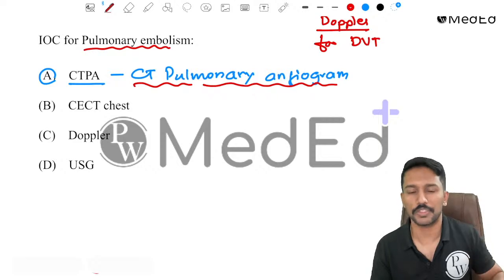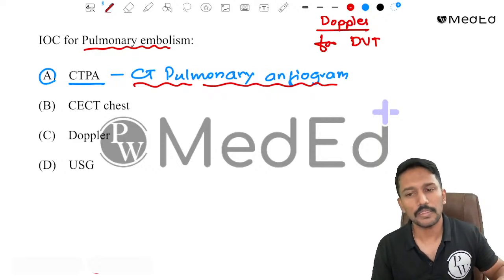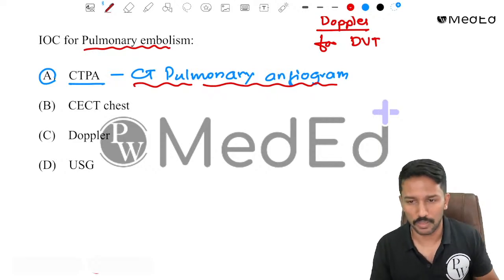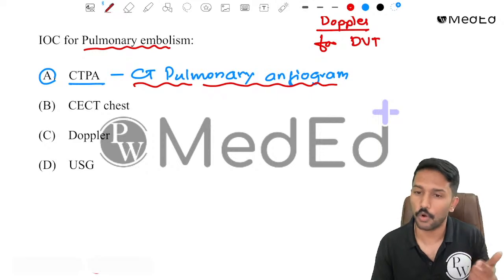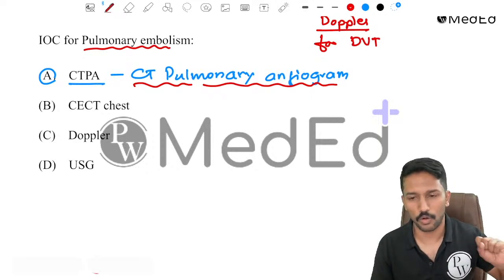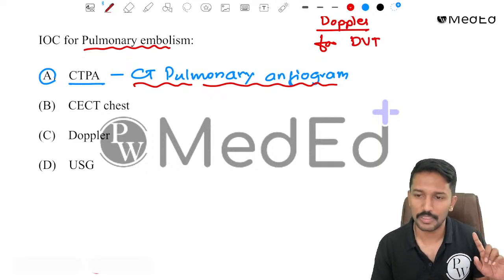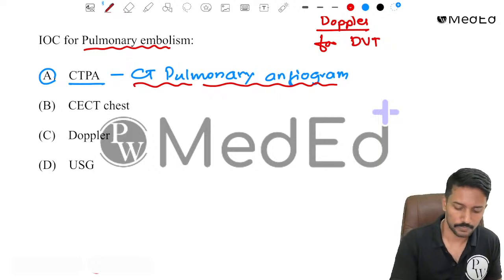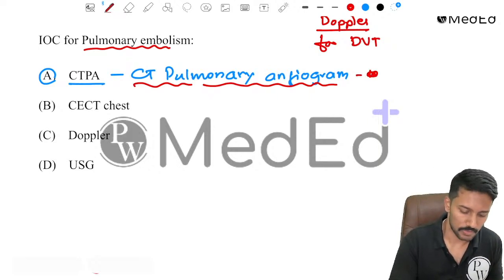They will ask you one more question. If CT pulmonary angiogram is not possible, because for pulmonary angiogram you need to give contrast, if the patient has got CKD or already his kidney function is gone for a toss, it may be a problem. In that case, what would be the investigation of choice?